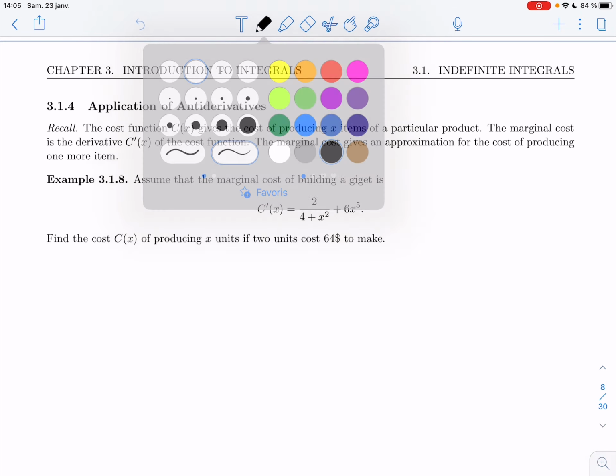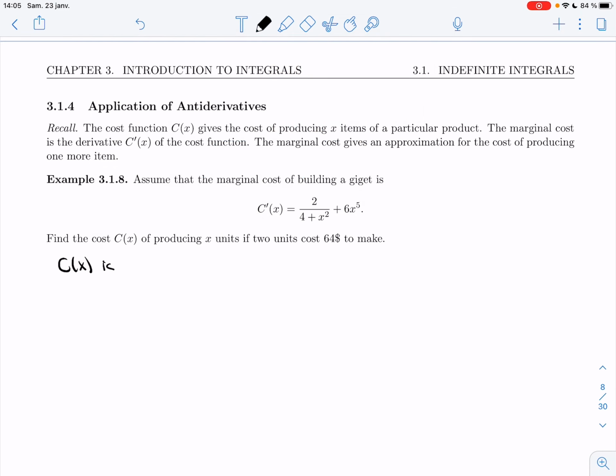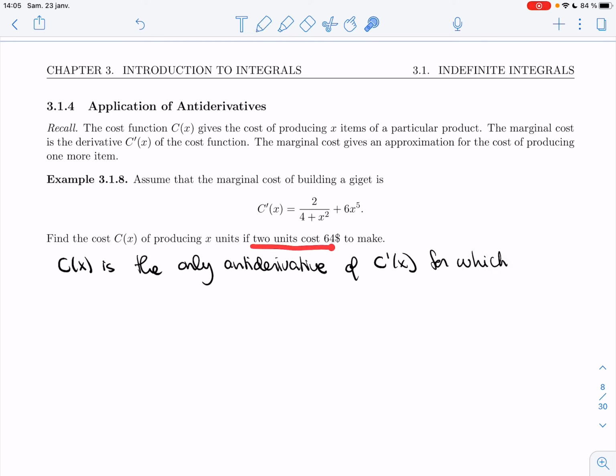Okay. All right, so c of x is the only antiderivative of c prime of x for which, so the one thing that will make the actual antiderivative specific is the fact that we know the value at one point. So for which c of 2, if I build 2 units, that's 64. All right, so let's find all antiderivatives, and then we'll see which one is the right one.